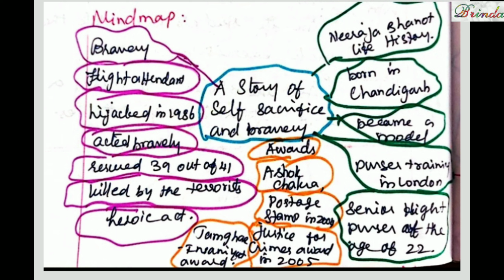Ashok Chakra Award. Postage stamp in 2004. Justice for Crimes Award 2005. Tamgha-e-Insaniyat Award by Pakistan. Her heroic act. She was killed by the terrorist. She rescued 39 passengers out of 41. She acted bravely. The flight was hijacked in 1986. She was the flight attendant. And that was her brave act.